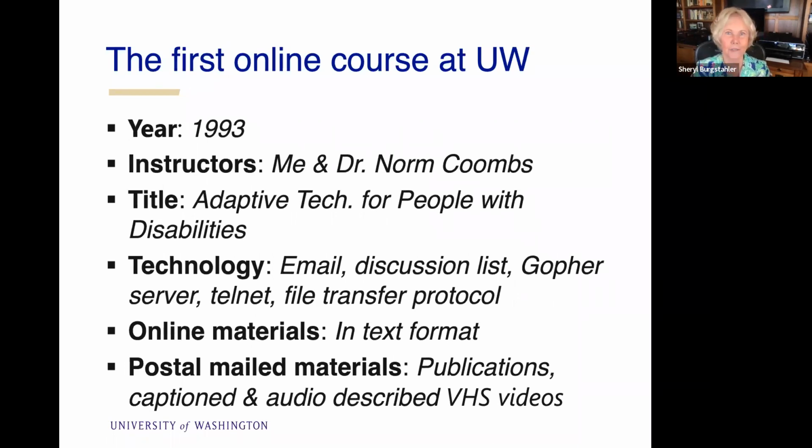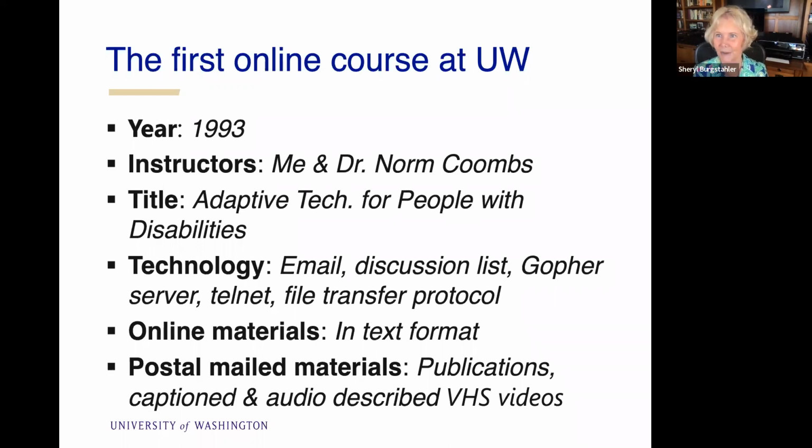I actually taught the first course at the University of Washington that was offered fully online. It was 1993. I must have been just a teenager, I guess. I can't remember. It was very long ago. And I taught it with a Dr. Norm Coombs, who was actually blind. And it was about adaptive technology for people with disabilities. We used email, a discussion list, Gopher, server, Telnet, file transfer protocol. Notice that the web is not here. That was not an option at the time.